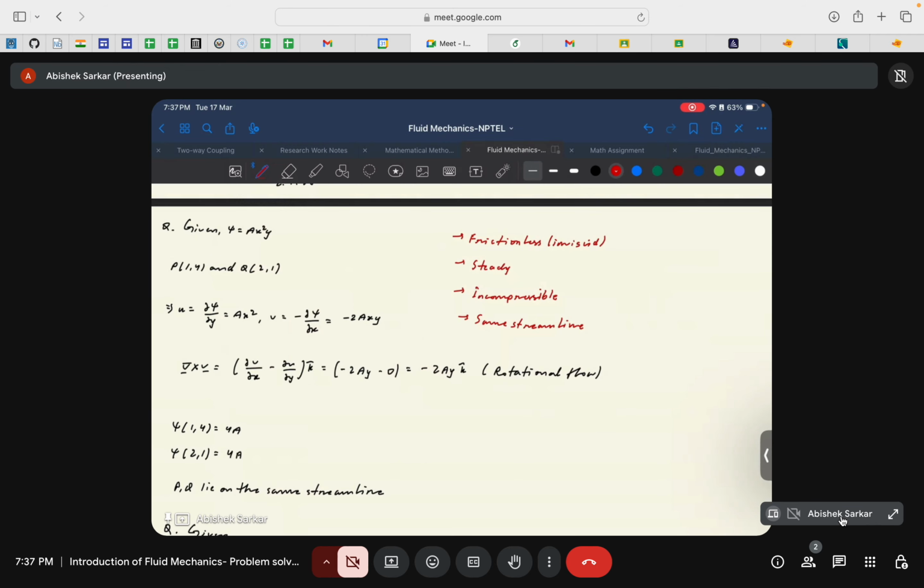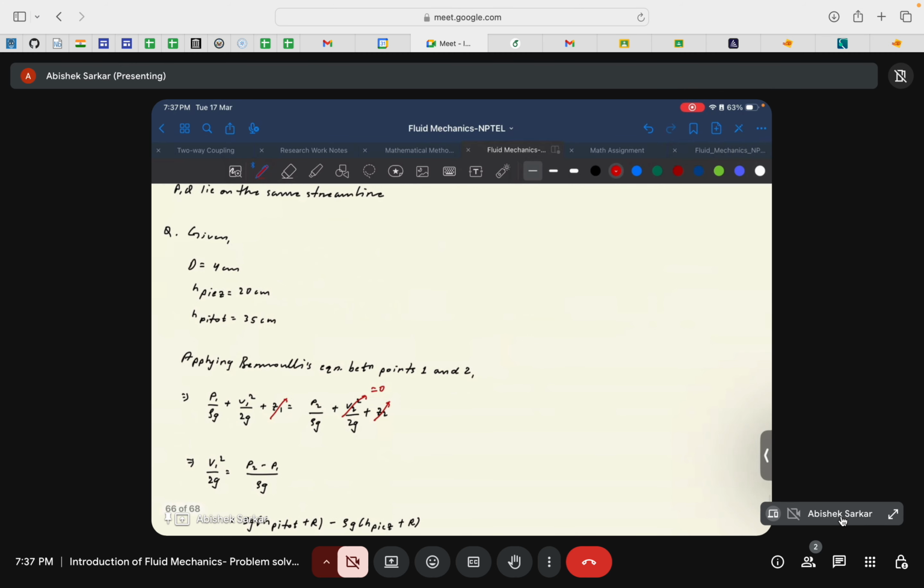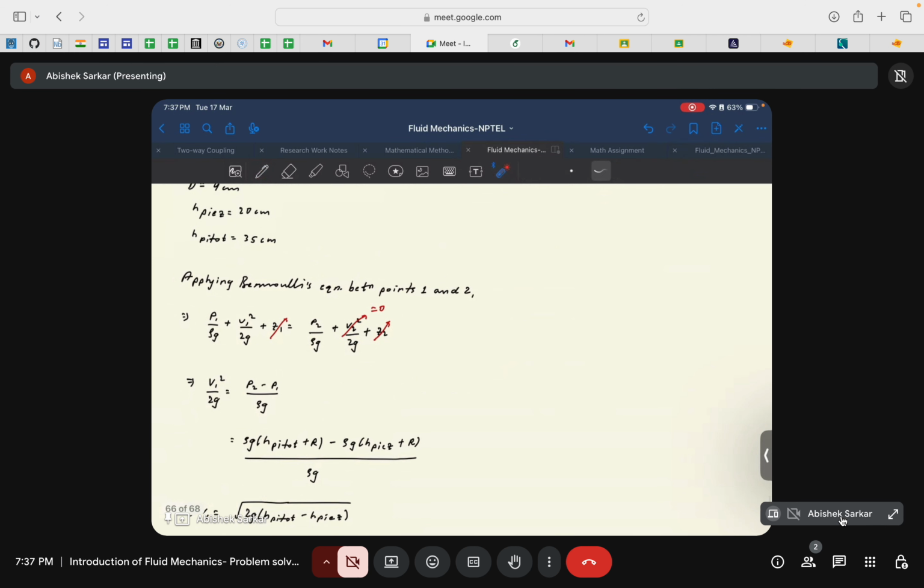So the solution for it would be simply we have the piezometric pressure head to be 20 centimeter and the static pressure head from the pitot tube to be 35 centimeter. Now if we apply Bernoulli's equation at these two points, we'll have P1 by rho g plus V1 square by 2g plus Z1 equal to P2 by rho g plus V2 square by 2g plus Z2. Now these two are at the same horizontal level, so Z1 equals Z2. So we have V1 square by 2 is equal to P2 minus P1 by rho g.